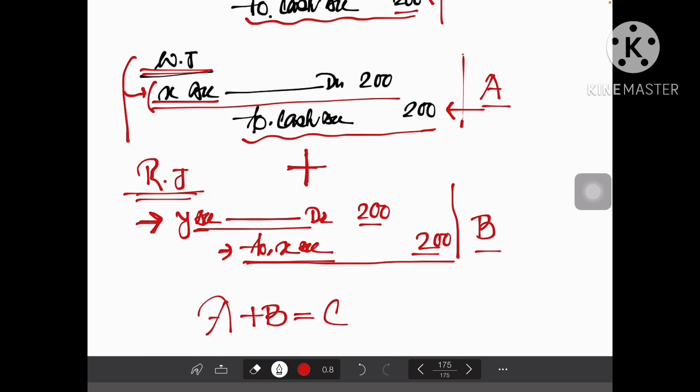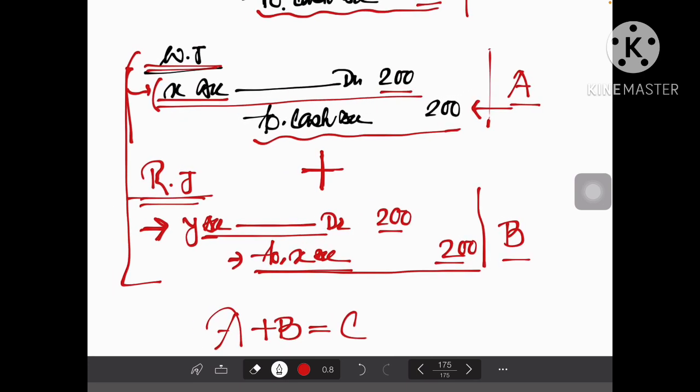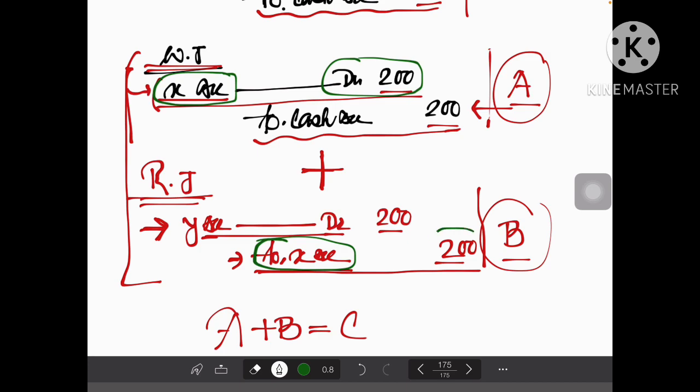Let's see whether this A plus B is equal to C or not. If A plus B doesn't represent the actual C, that means we are not doing the correct rectifying journal. Let's see whether we are doing it right or wrong. You have a wrong journal which is X account debit 200 to cash account 200. You have a rectifying journal which is Y account debit 200 to X account 200. Now if you add A plus B, let's see the result. X account is on the debit side of the wrong journal with the value of 200. In the rectifying journal, X account is on the credit side with a value of 200.